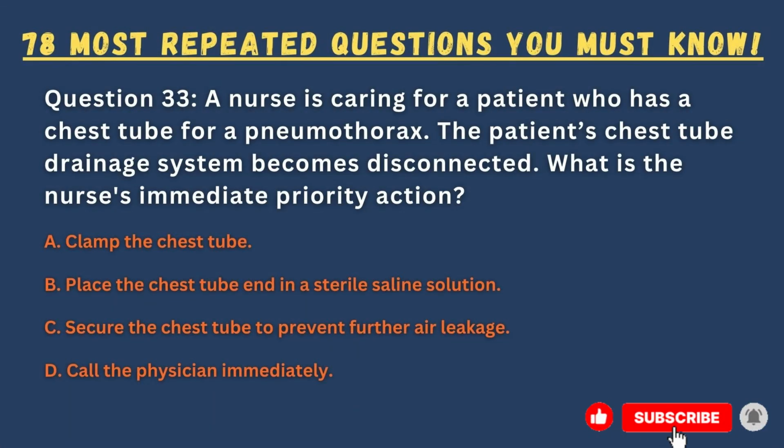Question 33. A nurse is caring for a patient who has a chest tube for a pneumothorax. The patient's chest tube drainage system becomes disconnected. What is the nurse's immediate priority action? A. Clamp the chest tube. B. Place the chest tube end in a sterile saline solution. C. Secure the chest tube to prevent further air leakage. D. Call the physician immediately.